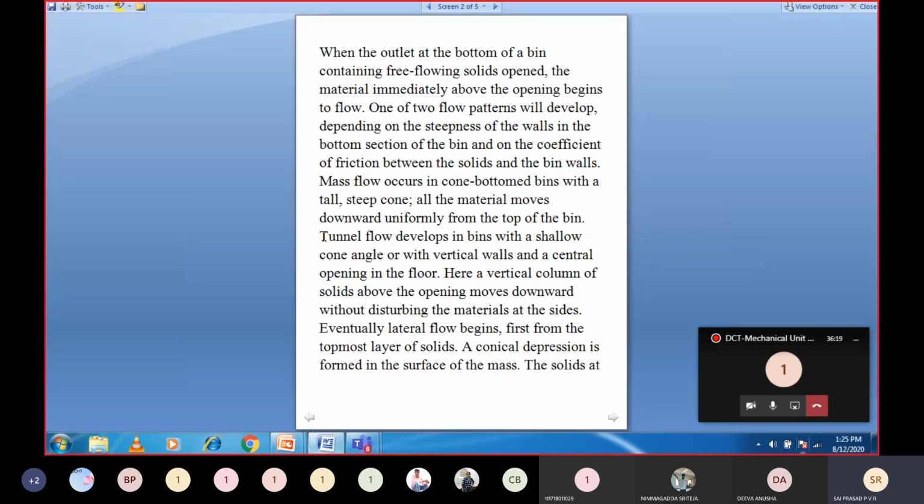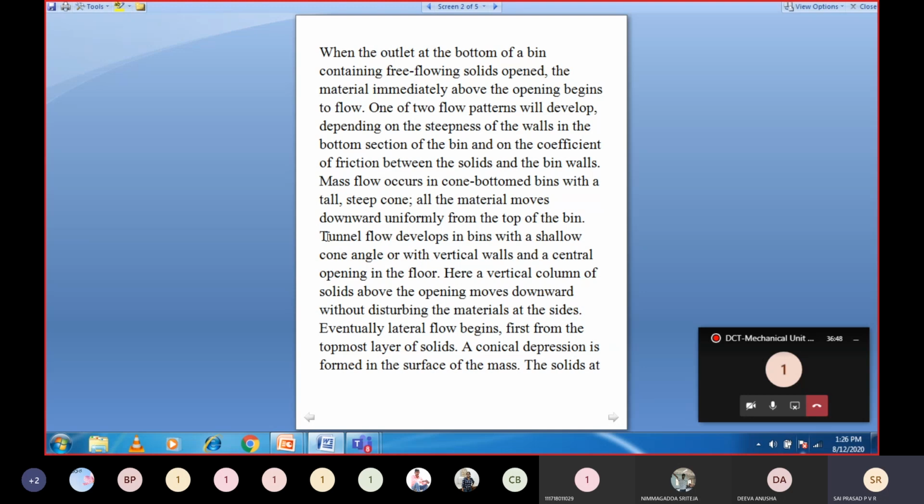Funnel flow develops in bins with a shallow cone angle or with vertical walls and a central opening in the floor, where a vertical column of the solids above the opening moves downwards without disturbing the material at the sides. Why is that at the sides? Because the angle supports the solids, and these solids will be supporting other solids in the layer, and that is the reason why at the sides we cannot generate any amount of flow. That is the meaning of it.